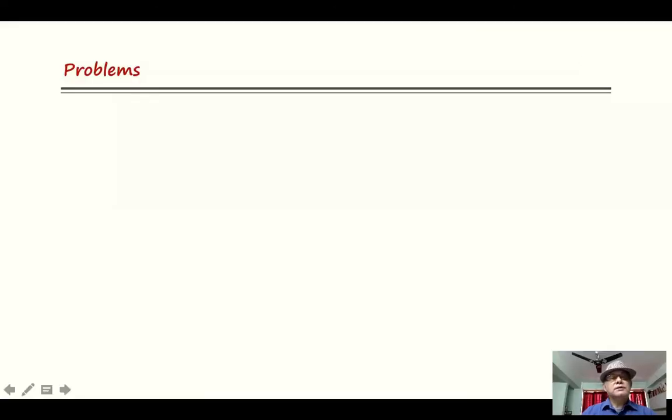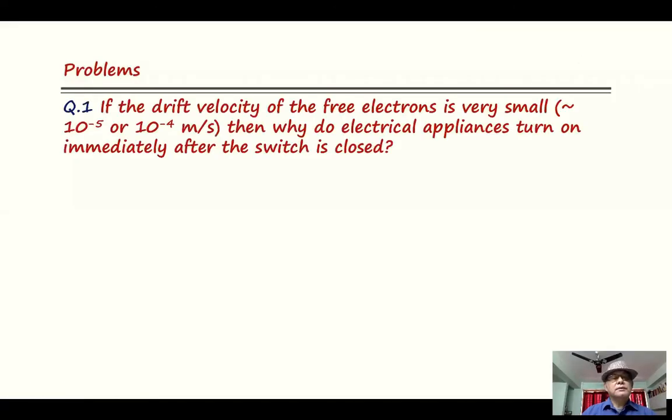Let us now consider some problems. Question 1. If the drift velocity of the free electrons is very small, in fact of the order of 10 to the power minus 5 or 10 to the power minus 4 meter per second, then why do electrical appliances turn on immediately after the switch is closed?